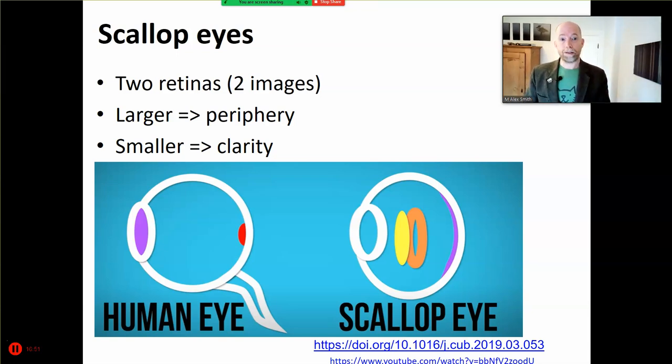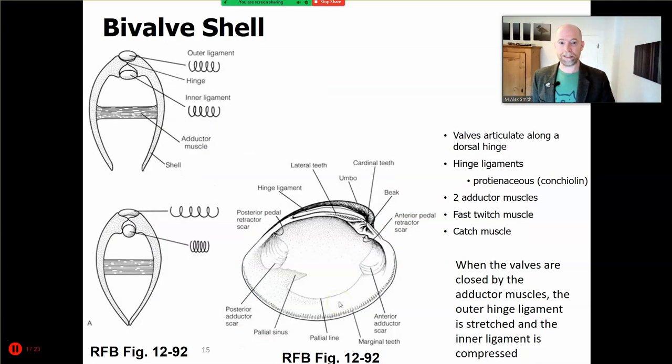These 200 eyes with their mirrors likely produce 2 different images. So they're seeing from each of the 200 eyes 2 different images. One of them, the larger one, the orange ring here, is likely about the periphery, seeing edges. And then the smaller one is about clarity, so potentially actually seeing things. So scallop eyes in mollusks, that's amazing. It's amazing. I hope you share that excitement.